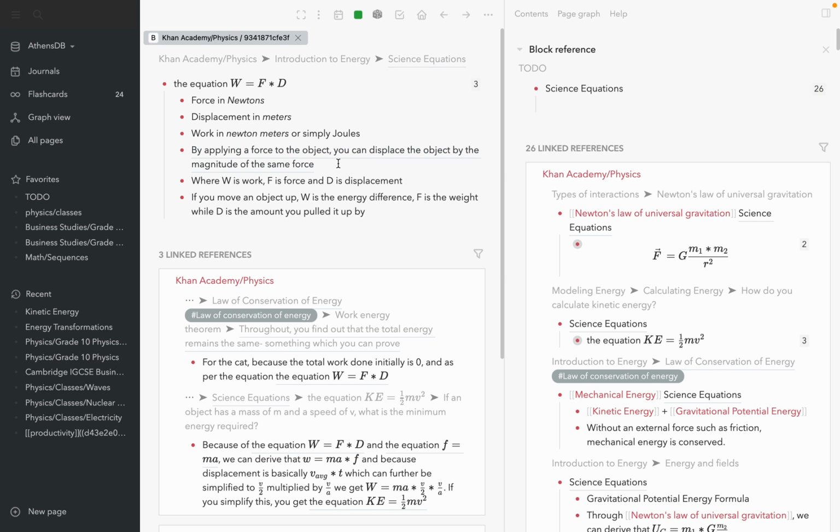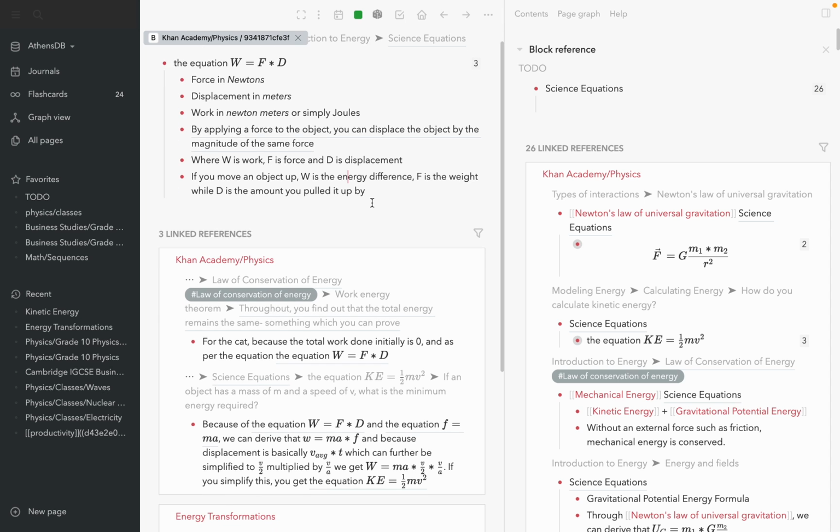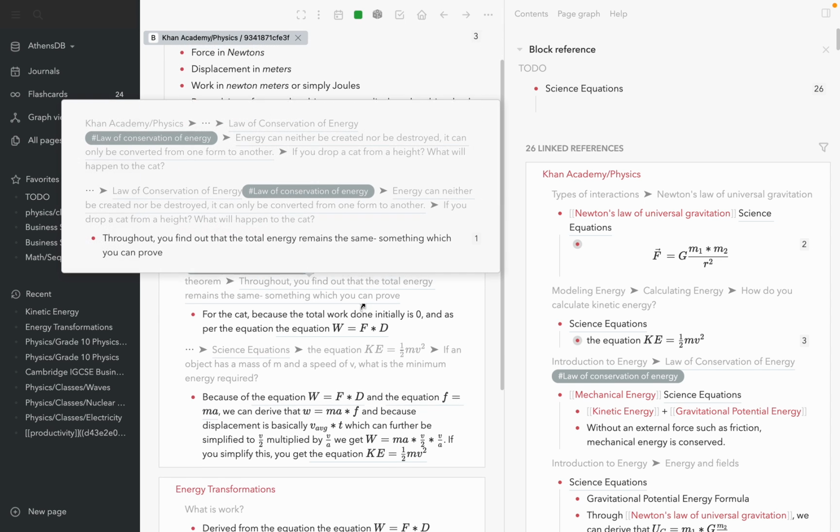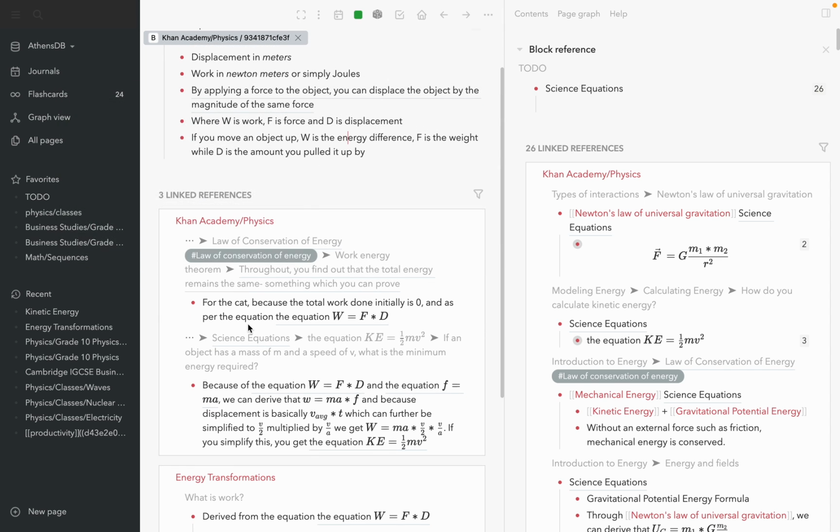I've added a block reference to a place where I've elaborated on this, but also wherever I've mentioned this equation. So I've literally written down this equation here, and now I can get examples of the usage of this equation, the application of it.